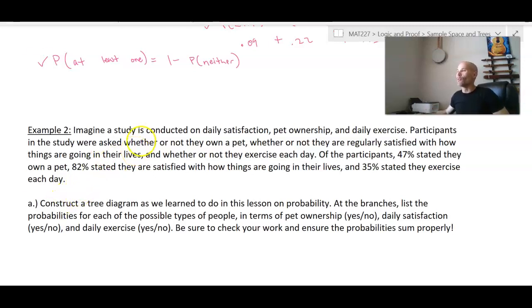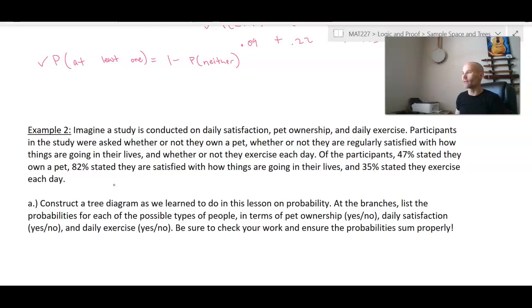Let's take a look at one more example where in this problem, we're actually going to have 3 different events. So imagine a study is conducted on daily satisfaction, pet ownership, and daily exercise. Participants in the study were asked whether or not they own a pet, whether or not they are regularly satisfied with how things are going in their lives, and whether or not they exercise each day. Of the participants, 47% stated they own a pet, 82% stated they are satisfied with how things are going in their lives, and 35% stated they exercise each day.